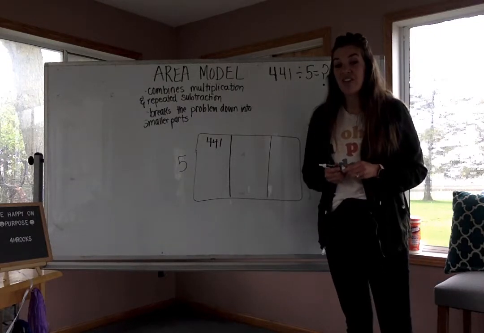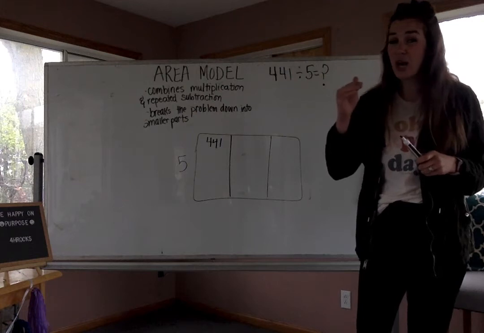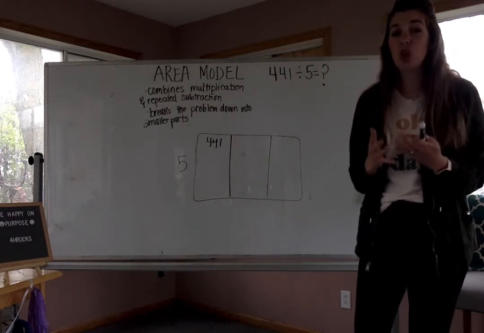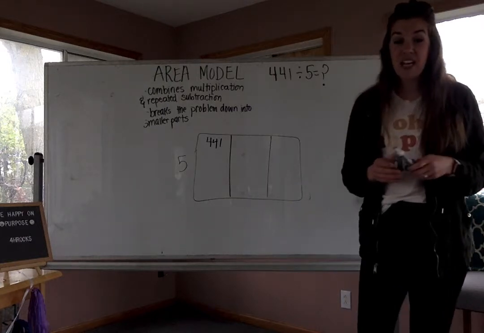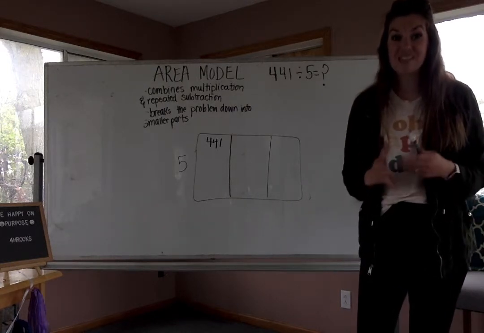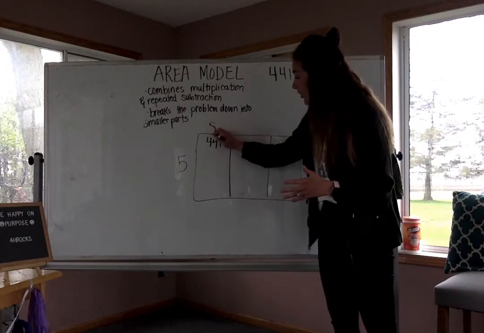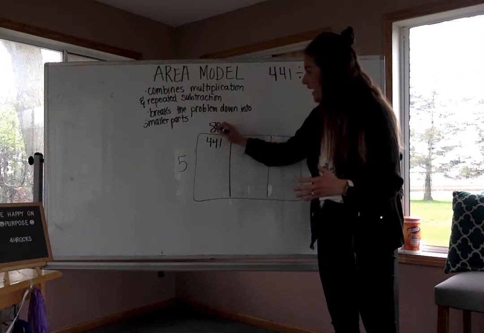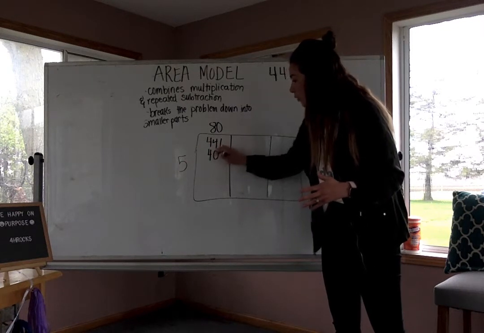5 times 70. 5 times 70 will give me 350. Let's just try one more time and see if we can get even closer to 400. 5 times 80. 5 times 80 is 400 exactly. So that's where I'm going to start. I'm going to put that multiple of 10 up here, 80, and I'm going to multiply it by 5, and that will give me 400.